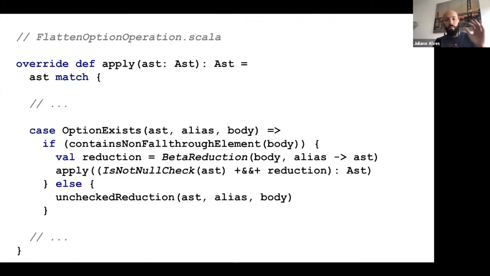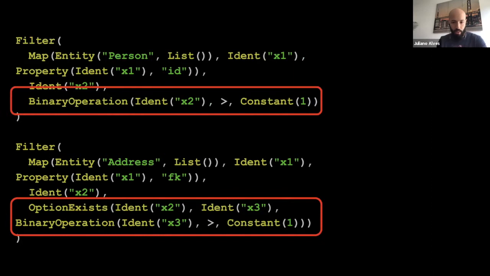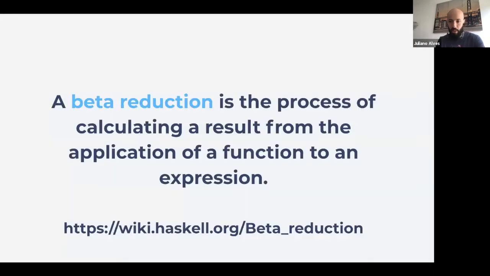Going to flat option operation, as you can see here, at some point when we are receiving that AST, we are pattern matching that and verifying if the option exists. If that's the case, we will have a reduction here, and we have an apply of beta reduction, where we will be using the body of the AST, and then we are creating an entry for a map through the alias to the initial AST. In our case, the binary operation is the body, the last element.